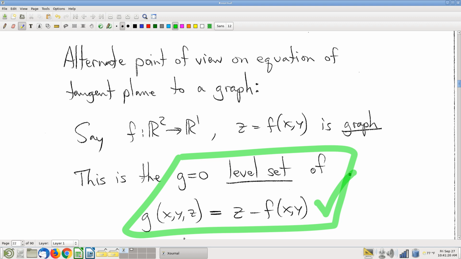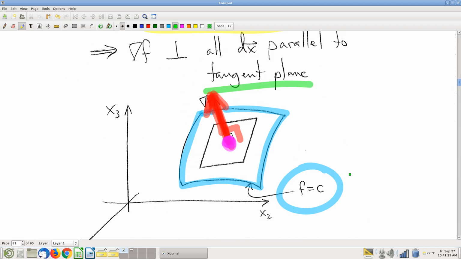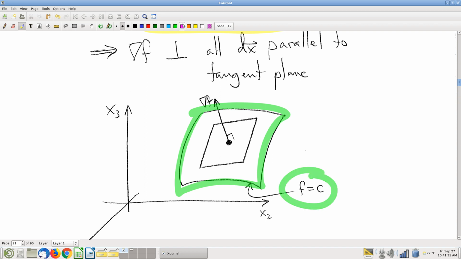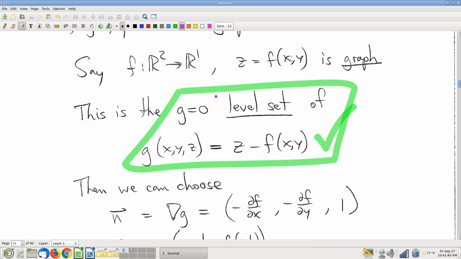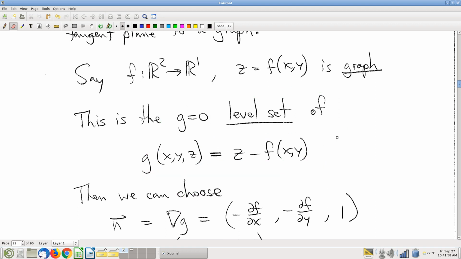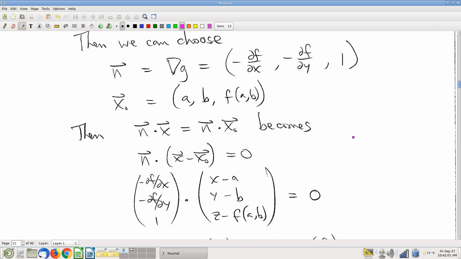And I like level sets because I know stuff about level sets, right? Level sets, I know a vector perpendicular to them. The gradient vector is perpendicular to it. So, no problem. I can just take the gradient of this function, take that function, take its gradient, and I can use that then as my normal vector. Everybody happy? Then it's all downhill from here.